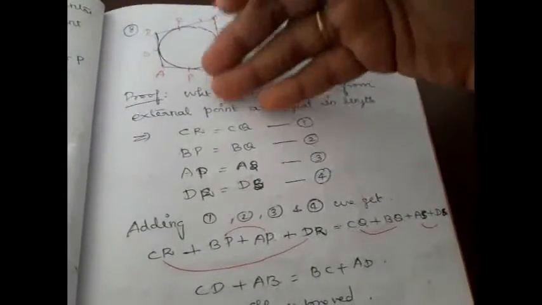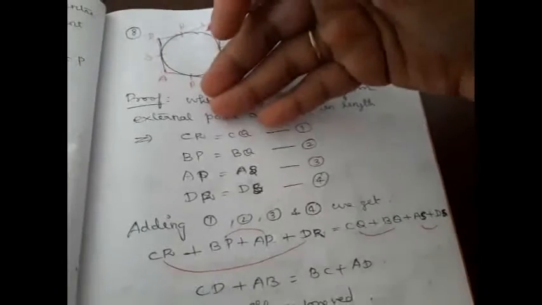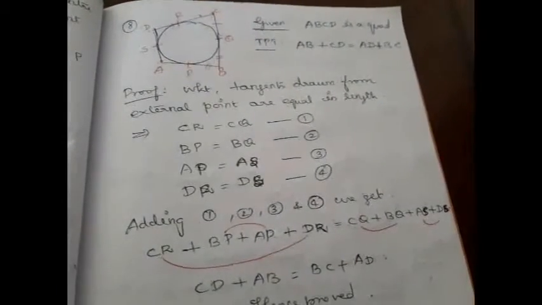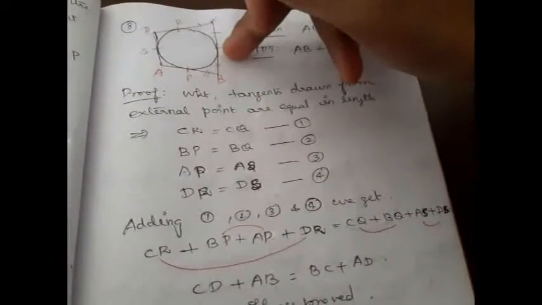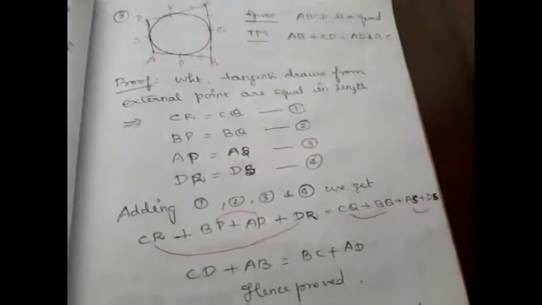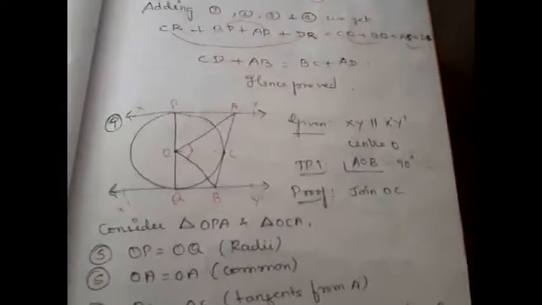Sum of the opposite sides are equal in length. Sum of the opposite sides are equal in a quadrilateral. Not in all quadrilaterals, but in a quadrilateral which is circumscribed about a circle. Okay. Hope you understood. Let us move on to the next question.